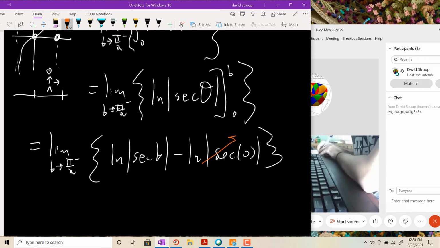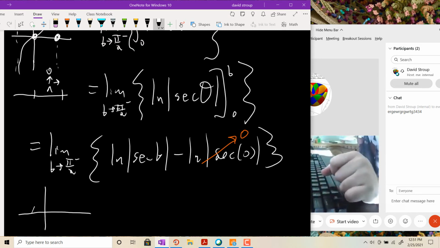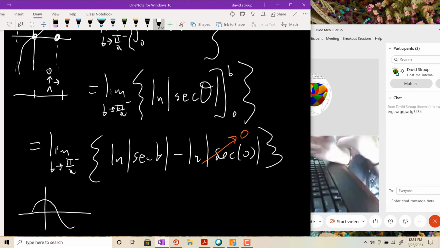Secant of 0 is 1, and the ln of 1 is just 0. So this part is gone. That's just 0. Then the other part. What does secant look like? If you remember, secant piggybacks off of the cosine function. Here's cosine.